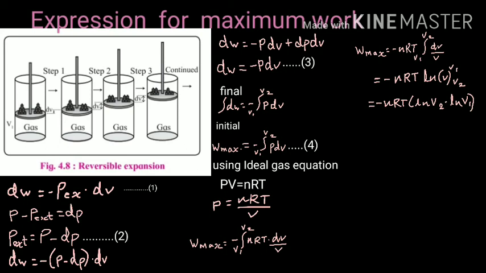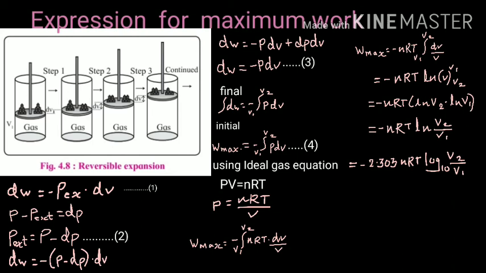So even here we are going to write it as W max is equal to minus nRT natural log V2 by V1. Converting the above equation to log to the base 10, we get W max is equal to minus 2.303 nRT log to the base 10 V2 by V1. Here we converted the natural log to log to the base 10.